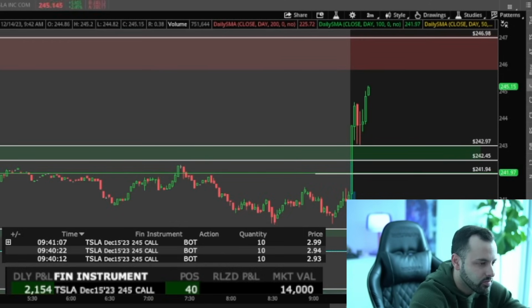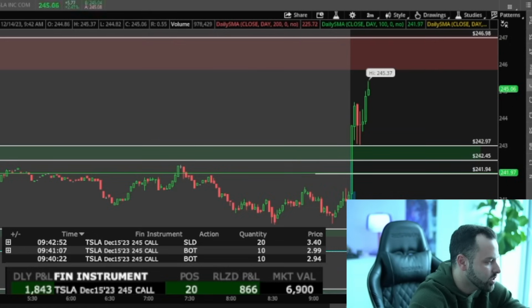Good ES hold, 47.80. Beautiful Tesla trade, guys. Absolutely beautiful Tesla trade. Oh, man. Out half. Out half on Tesla.